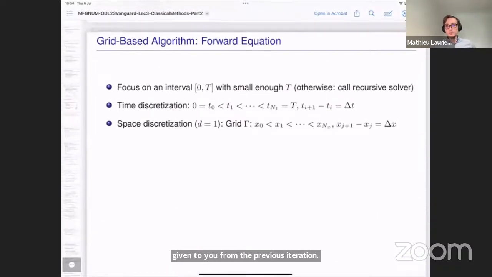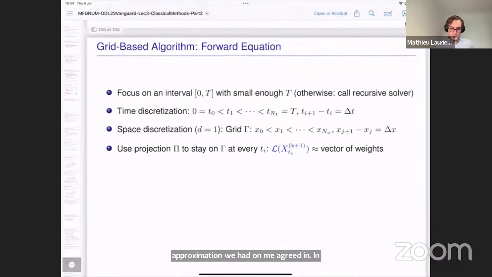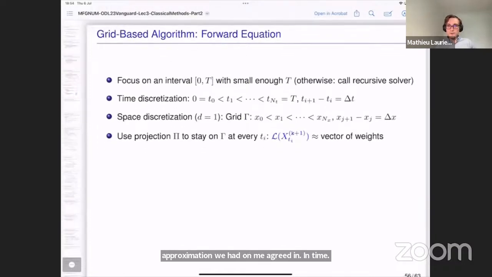So now we discretize space and we discretize time. So we have a grid gamma in space as well, whereas before, using the tree-based approximation, we had only a grid in time. For the law, we are going to force the distribution to stay on the grid. So basically, the distribution is going to be approximated by a histogram on the points of the grid. So it will be a vector of weights.